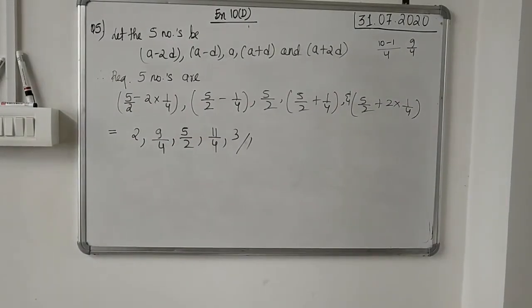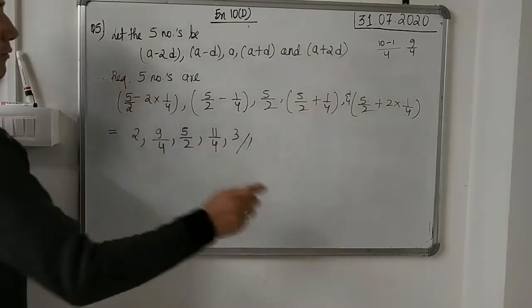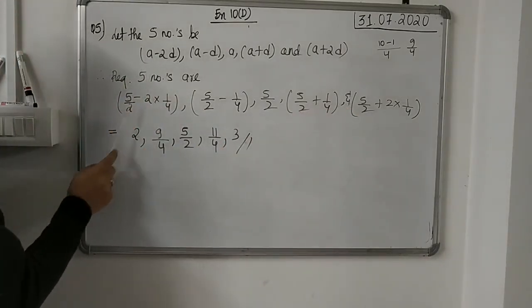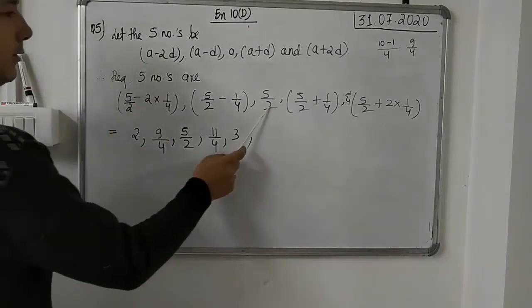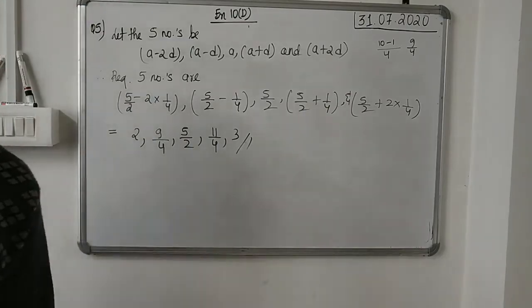Alright, so putting the value of a as 5 by 2, d as 1 by 4, the required 5 numbers will be in this way. Okay, 5 by 2 minus 2 into 1 by 4. Just put the values, simplify it, you will be getting these 5 numbers. So pause the video and note it down.